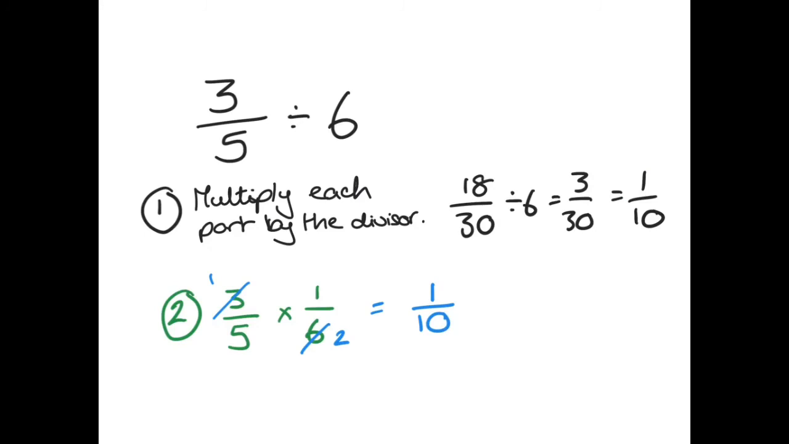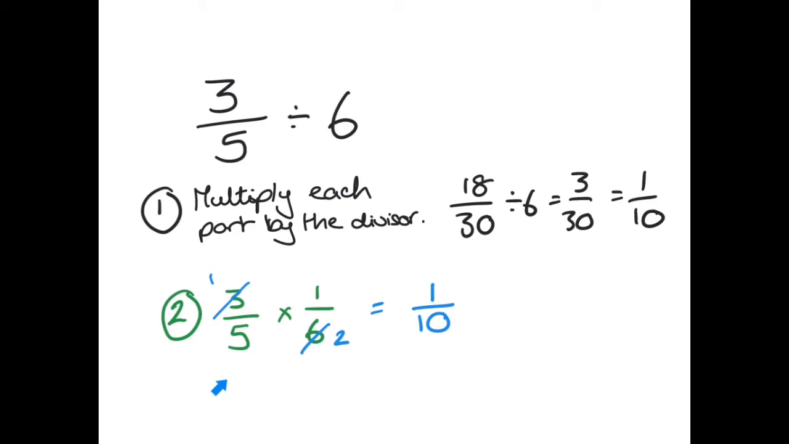Let's look at some more examples. 3/5 divided by 6. So method 1, I multiply each part by the divisor to make an equivalent fraction. So 5 multiplied by 6 is 30, 3 multiplied by 6 is 18. Here's my equivalent fraction. 18/30 divided by 6 is 3/30. 18 divided by 6 is 3. 3/30 simplifies down to 1/10.